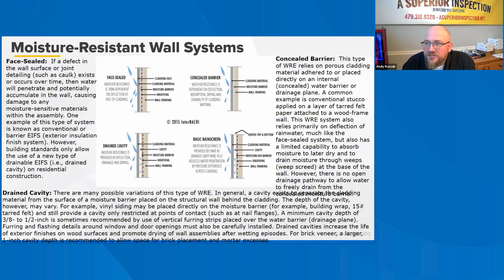Such felt or material shall be applied horizontally with the upper layer lapped over the lower layer not less than 2 inches. Where joints occur, the felt shall be lapped at least 6 inches. The installation of even the most weather-resistant wall envelope system on a house does not diminish the need for proper installation, particularly with regard to flashing details at penetrations.